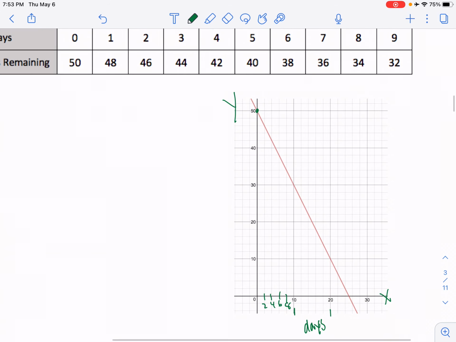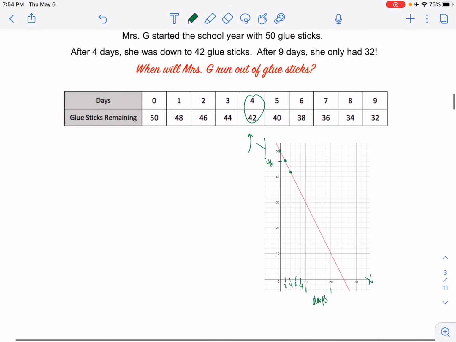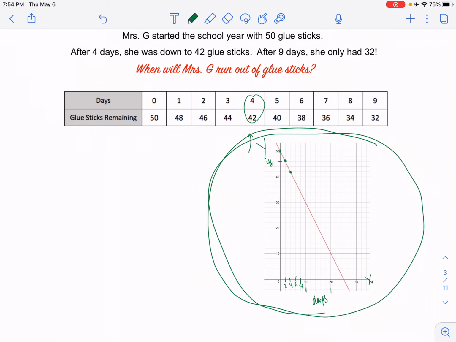So 1 day, I'm now at 48. 2 days, I'm at 46. And 4 days here, I'm at 42. But either way, each individual point isn't the most important thing here, just starting to see how all these things connect. So there's your graph there.